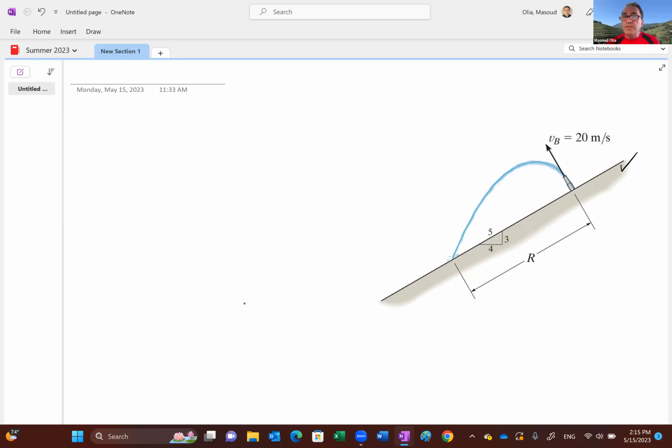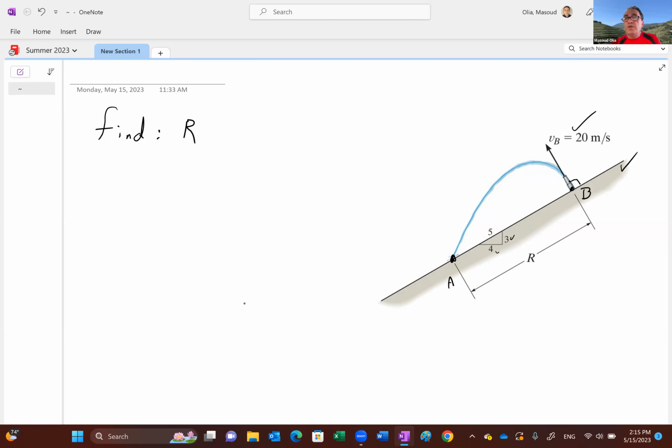Here we have water being discharged with an initial velocity of 20 meters per second, and that nozzle is 90 degrees to this surface with the slope of 3/4. And what we want to determine is the range of the water, meaning where it's going to land here at point A, let's say the initial point is point B right here when the water is discharged. So our objective is to find R, actually.